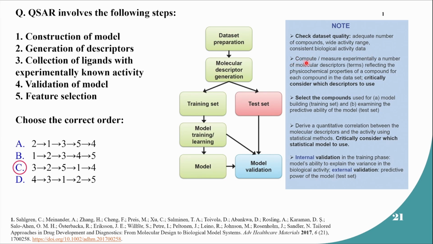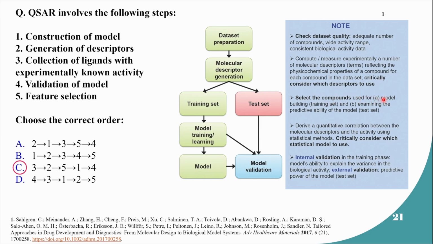And then after that, you have to compute or measure experimentally a number of molecular descriptors. So these descriptors will reflect the properties of the compound, the physicochemical properties of the compound for each compound in the data set, right? So let's say some simple descriptors could be molecular weight, the volume of the ligand, the number of rotatable bonds present in the ligand, the number of rings present in the ligand, and so forth, right? So these different types of descriptors basically describe your molecule in an efficient way. So they need to be selected, and you have to consider which descriptors you want to use for your model.